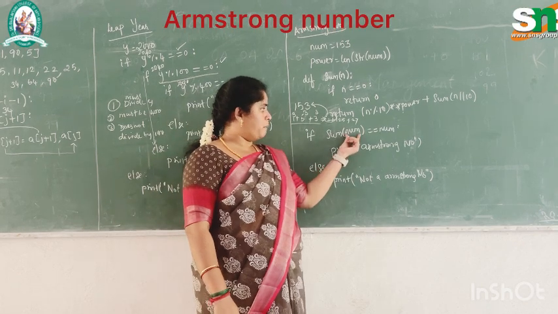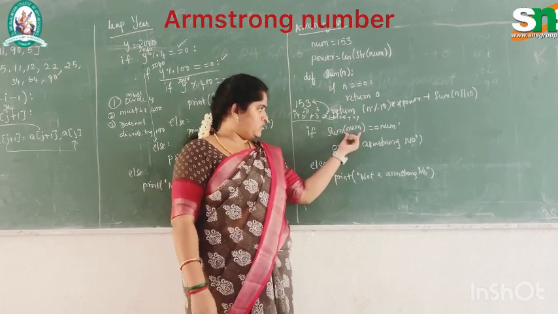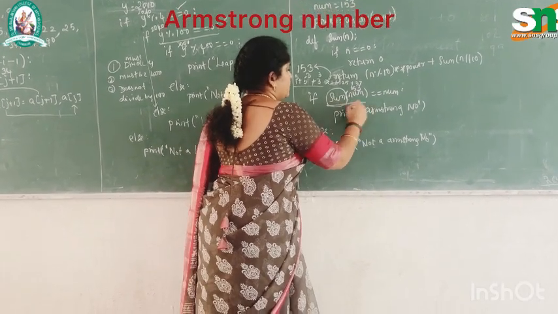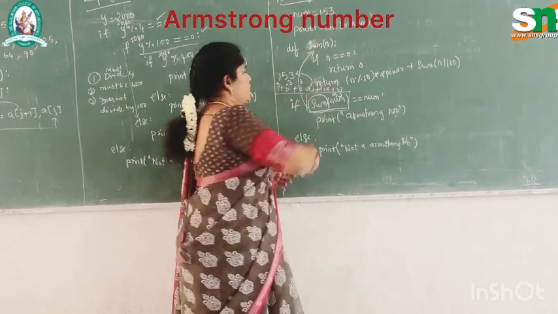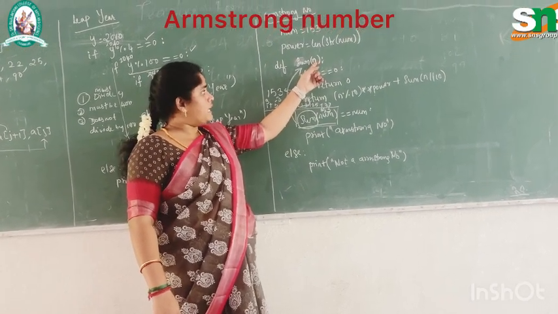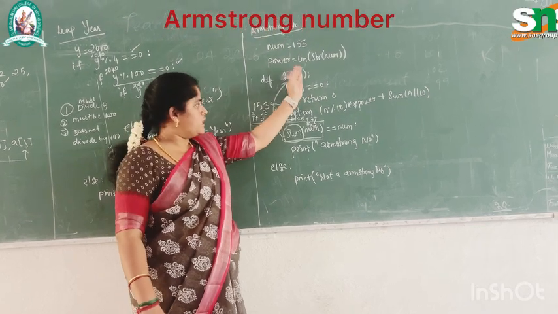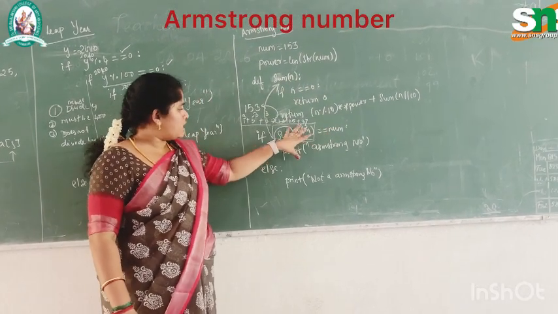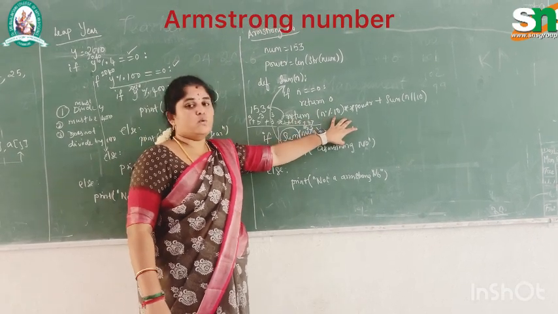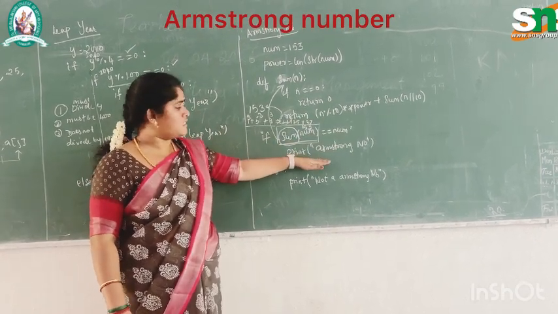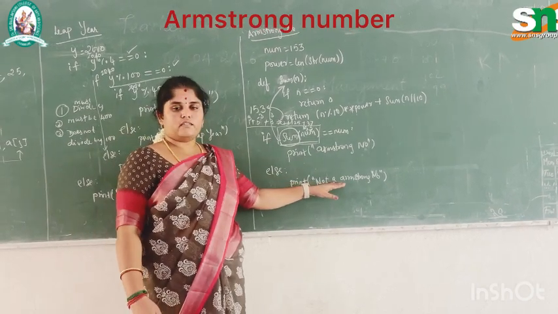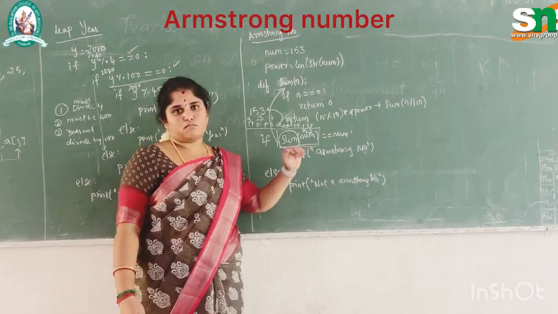So if sum of number, where the number is replaced with 153, and sum is the function name, then automatically n is replaced with 153, and the operations are taken care of. Whether the sum of the cubes of the digits of that number is equal to the given original number, then we can tell that the given number is an Armstrong number. Or else we tell that the given number is not an Armstrong number.